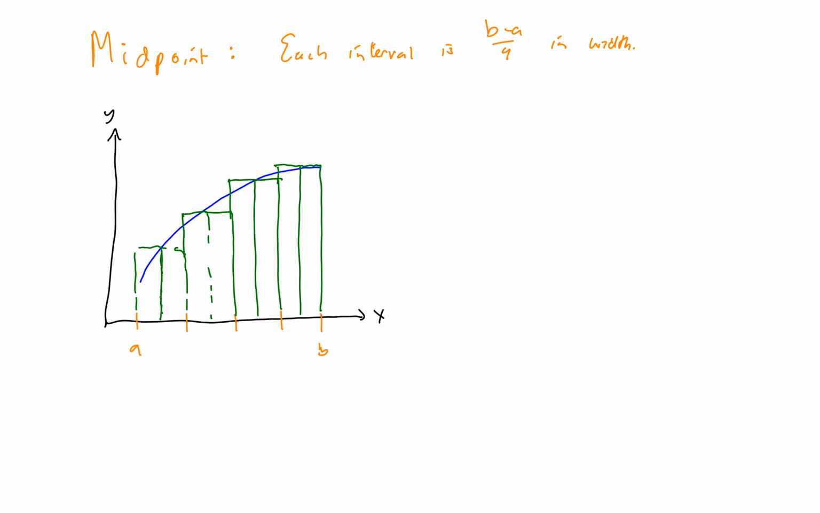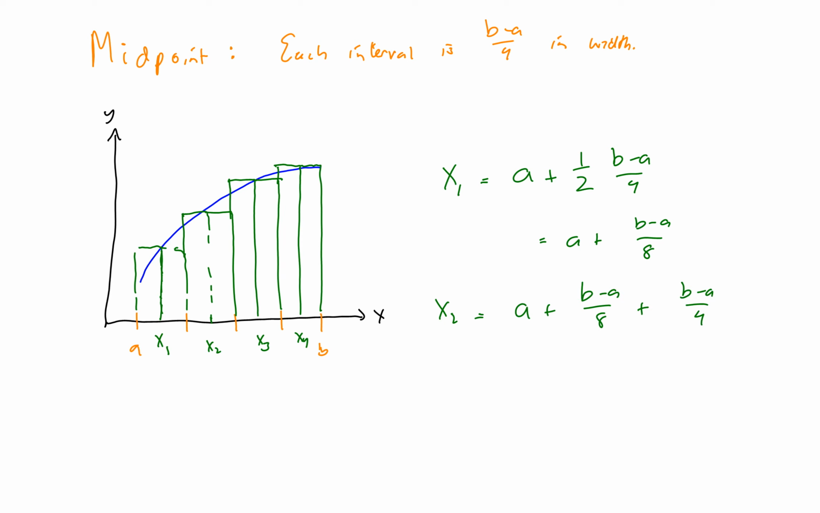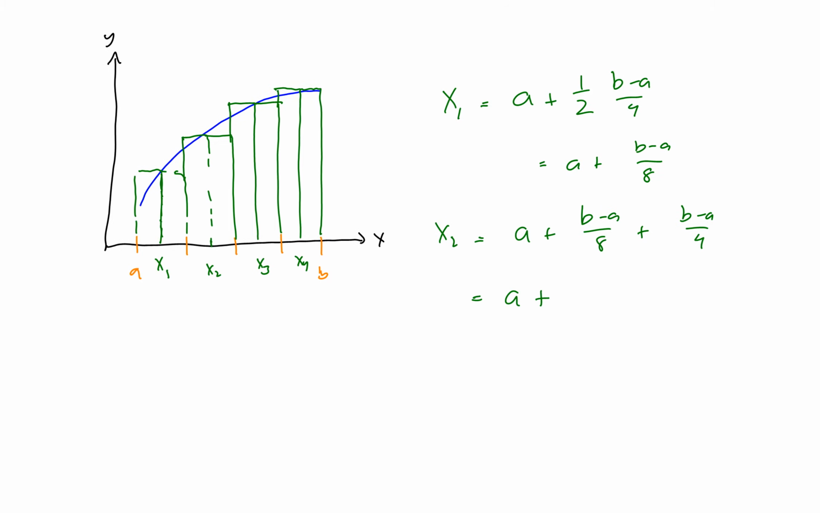So if this is, say, this point here, let's call this x1 this time, x2, x3, and x4. Well, x1 is a, but then we've gone half of the distance over, so this is 1/2 times (b minus a) over 4. So a plus (b minus a) over 8. And now we go a full (b minus a) over 4 to get to the next one. So x2 is a plus (b minus a) over 8 plus 1 interval width to go over. So if we simplify this, I get (b minus a) over 8 plus 2(b minus a) over 8. So this is a plus 3(b minus a) over 8.